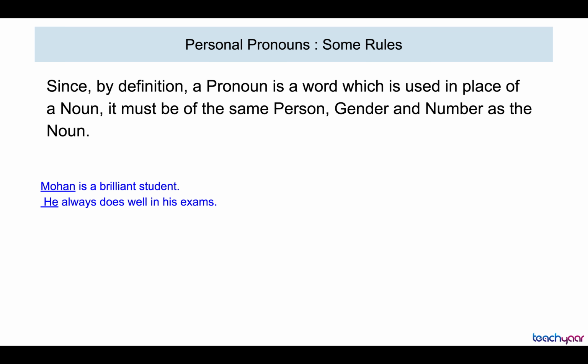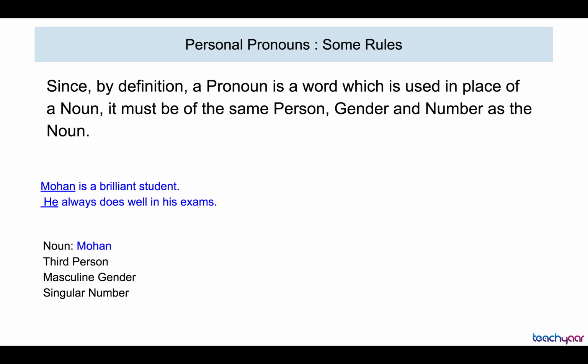Now, which is the noun in the first sentence? Mohan. And which is the pronoun which has been used to replace the noun? He. So, first, if you look at the characteristics of the noun, it is Mohan. We are talking about somebody else, so it is third person. Mohan is a boy, masculine gender. It is just one person, so it is singular number. So these are the qualities of the noun.